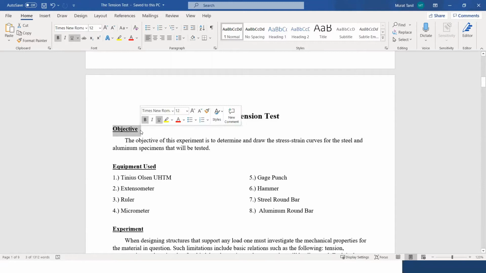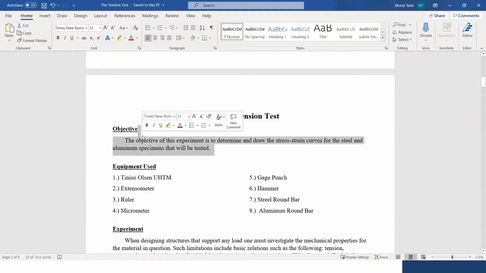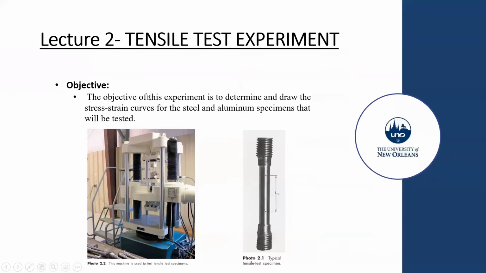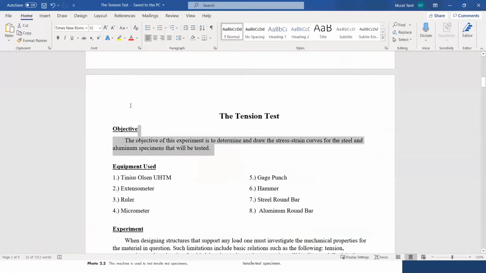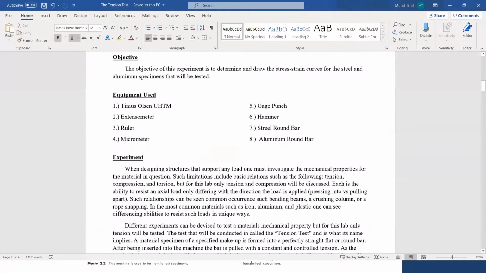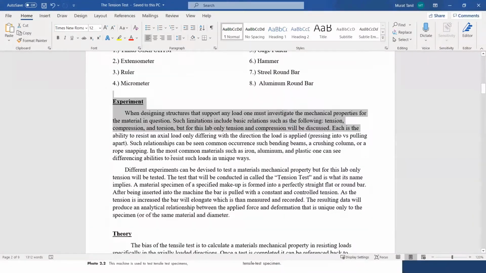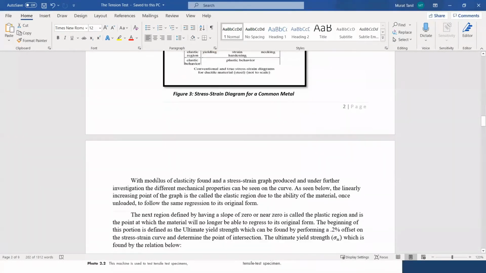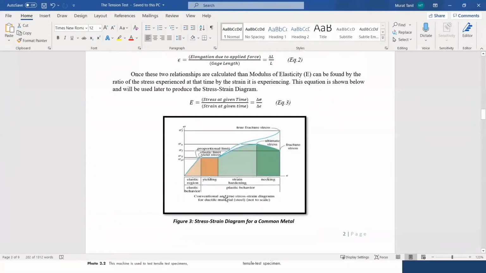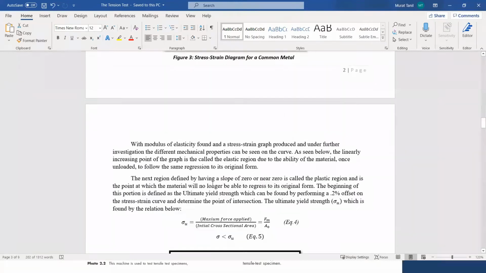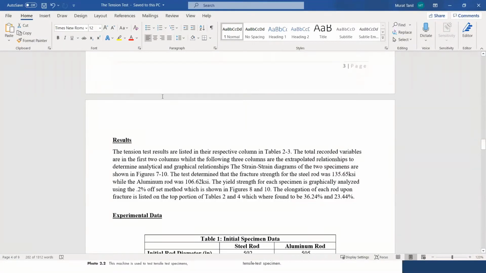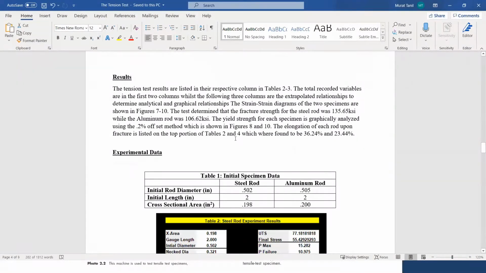You can keep the objective short, as it was stated on the PowerPoint. You go back to the PowerPoint, you'll see the objective. And the equipment used, and the experiment. This is the experiment, the background, and the theory section. So whatever is on the PowerPoint and the PDF that's on your Moodle, you can summarize it, and you can construct your theory section. But you will be waiting for the results because we haven't run our experiment yet.